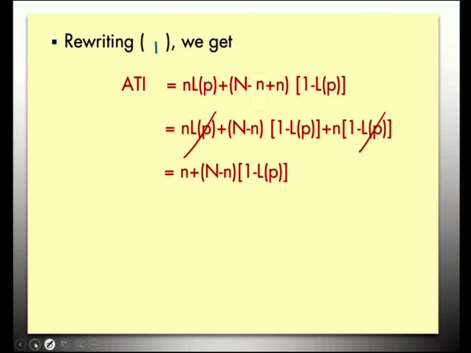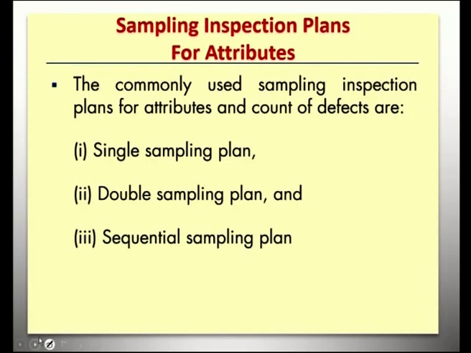After studying AOQL, OC, ATI, ASN, next we will talk about sampling inspection plans for attributes. Attributes we have already studied in one of the subjects. An attribute is a quality or characteristic of the item considered. Now, what are the various sampling inspection plans for attributes? The commonly used sampling inspection plans for attributes and the count of defects are single sampling inspection plan, double sampling inspection plan and sequential sampling inspection plan. Out of these three, we will go deeper into the study of the single sampling inspection plan.